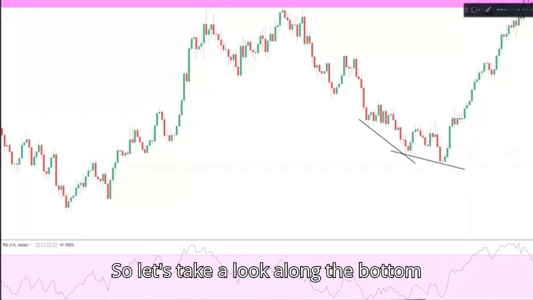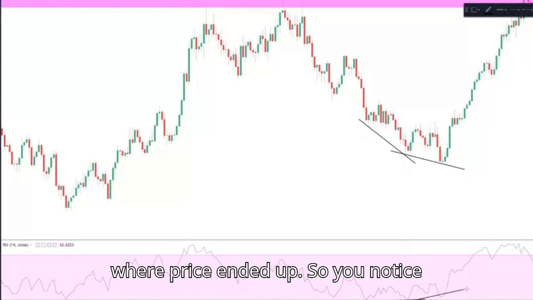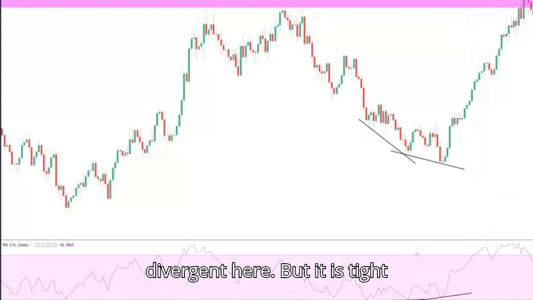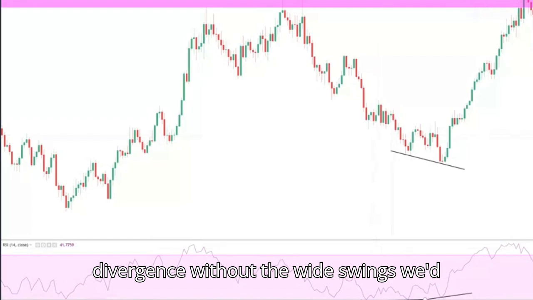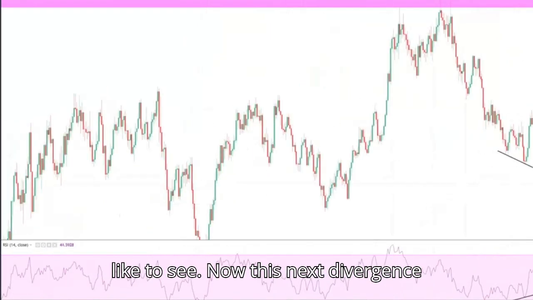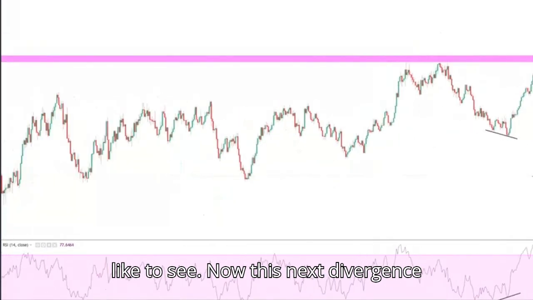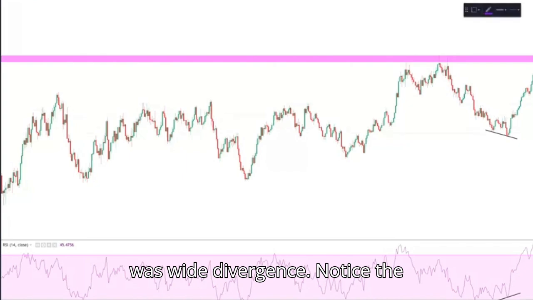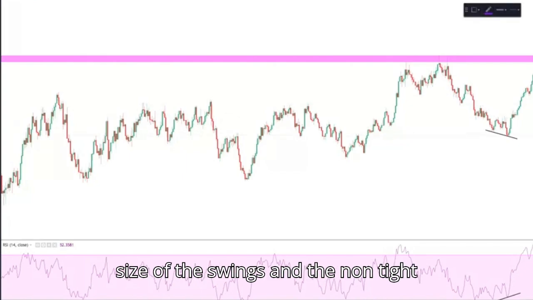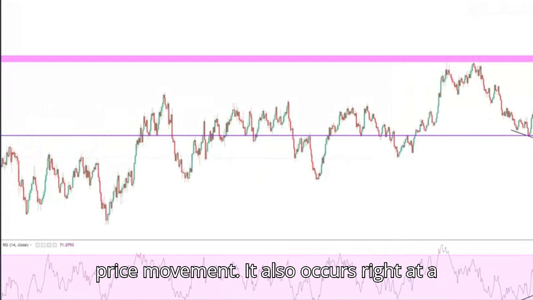So let's take a look along the bottom where price ended up. You notice divergence here, but it is tight divergence without the wide swings we'd like to see. Now, this next divergence was wide divergence. Notice the size of the swings and the non-tight price movement.